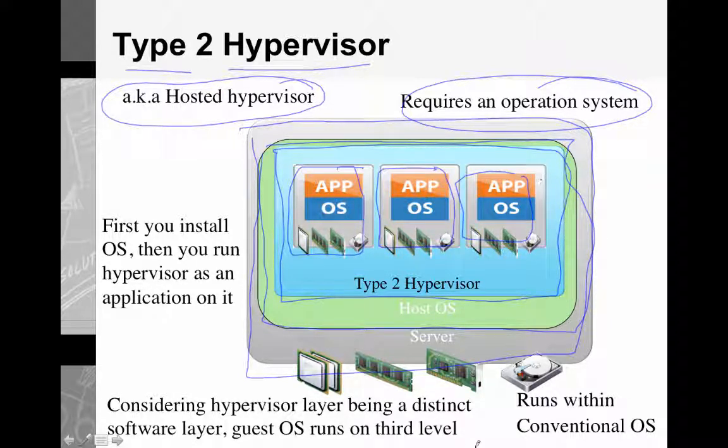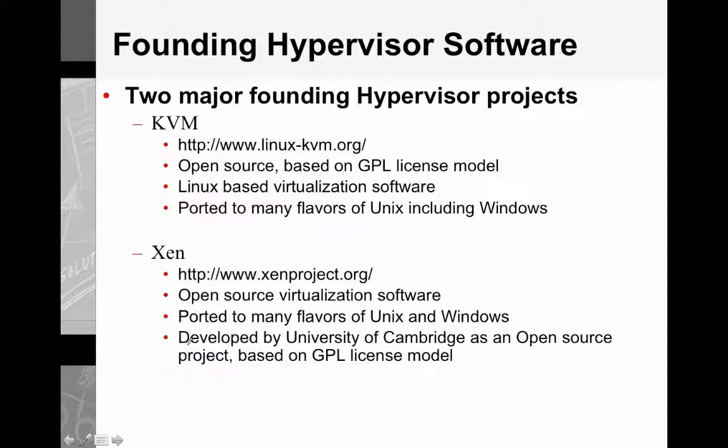So you have the hardware and then the host operating system, and then you install the hypervisor, which is the type 2 hypervisor, as an application, and then inside the application is where you run different VMs. This is what we call a type 2 hypervisor. Let's look at some of the founding hypervisor software.